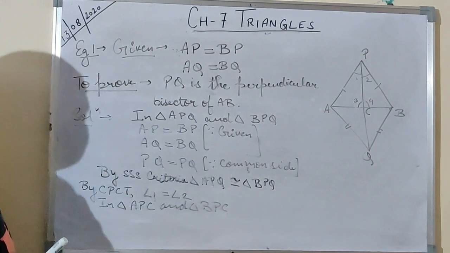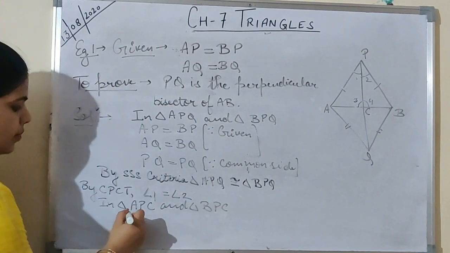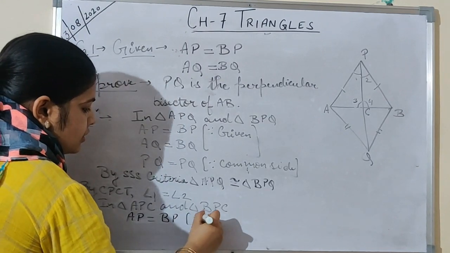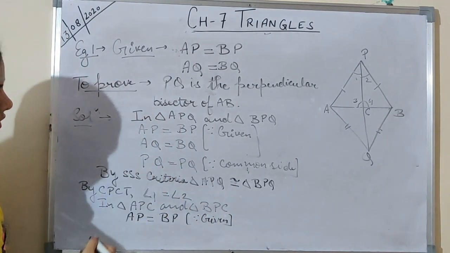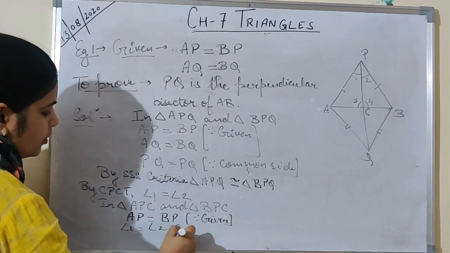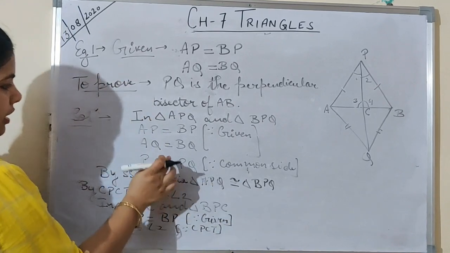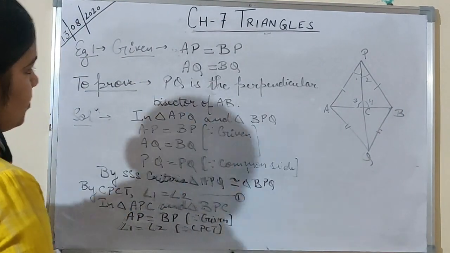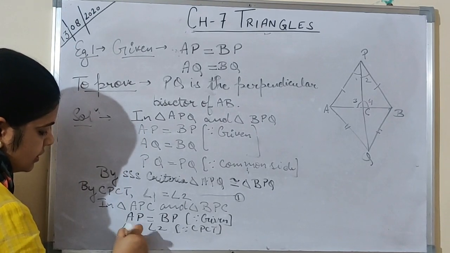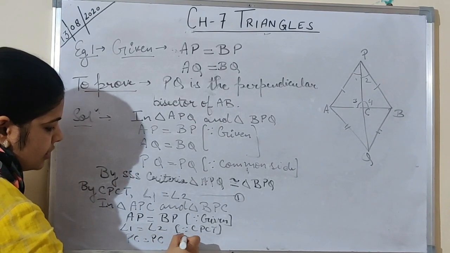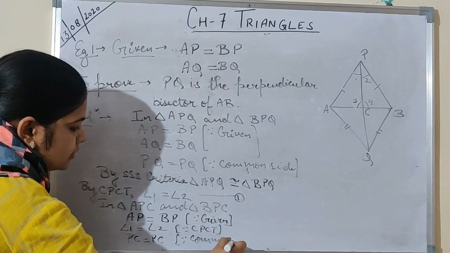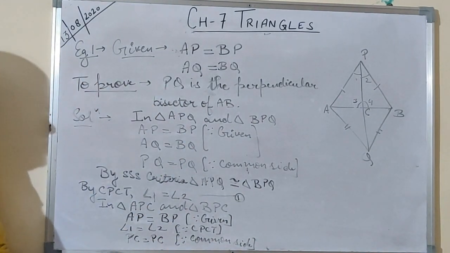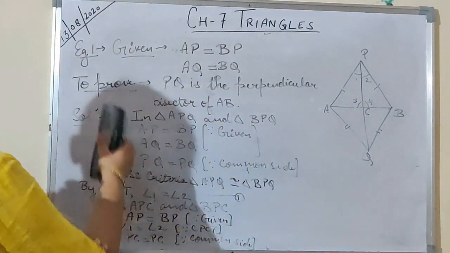If we go in these two triangles, then what will we find? That AP is equal to BP because this is given to us. Then angle 1 is equal to angle 2 because of CPCT as proved in equation number 1. Then next is PC is equal to PC, we can write, because of common side. Yes or no? Till here, I think there is no doubt.